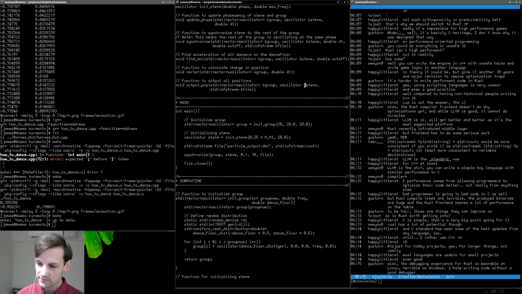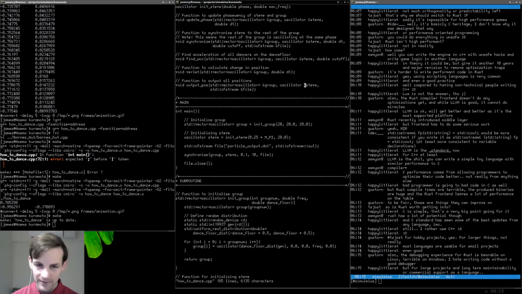Also, the debugging experience for us is bearable on Linux, terrible on Windows. Yeah, that's fair enough. I need to learn debugging. I know how to use GDB now. I just haven't really used it that often, and so I kind of forget.